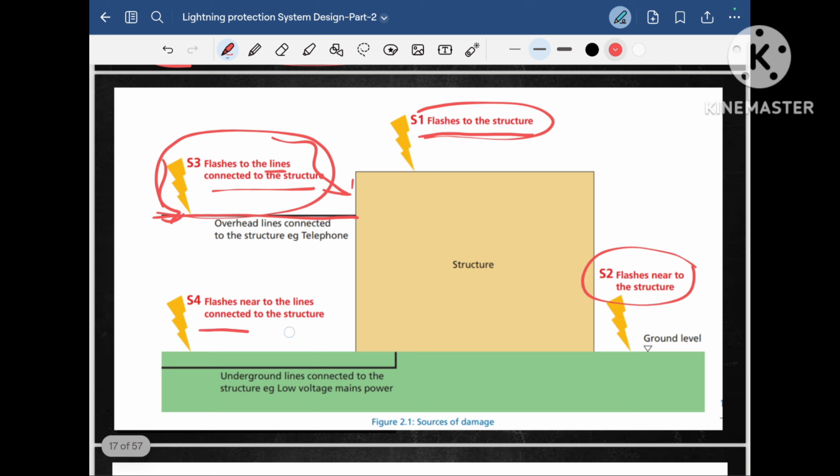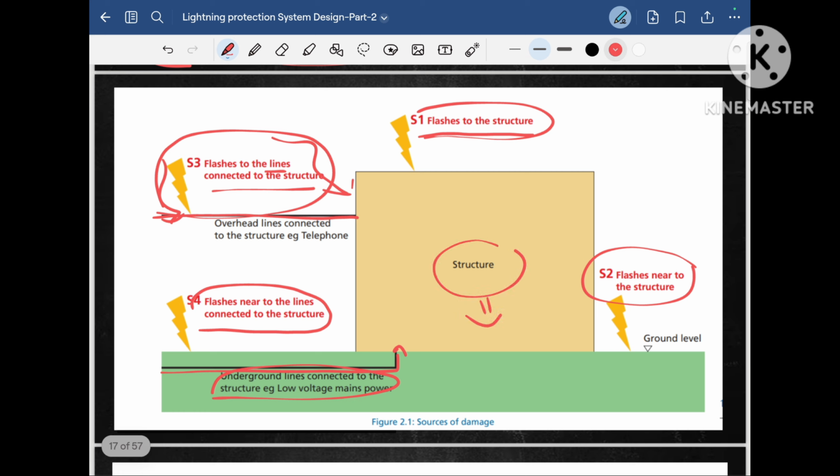The fourth possibility is that suppose our structure is connected to an underground line and the lightning flashes to the ground surface and it is affecting the underground line which is connected to our structure. In that case also our project will suffer. So there are four possible strikes for our project.